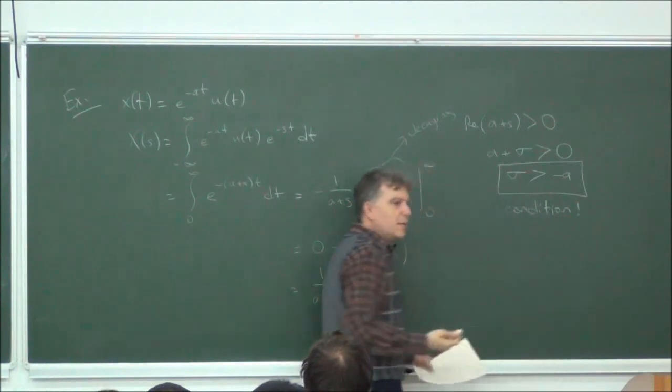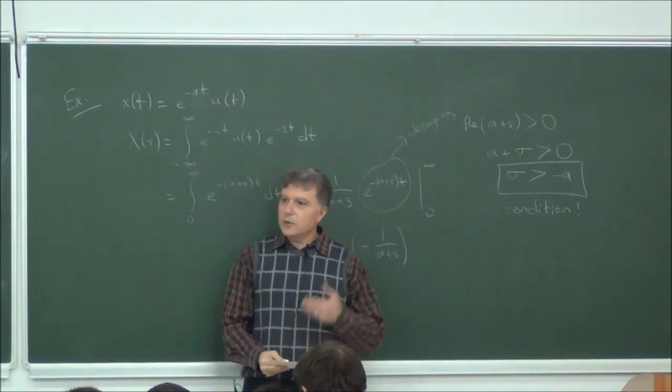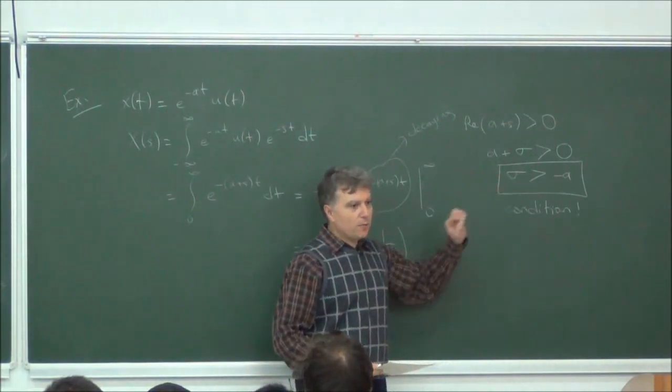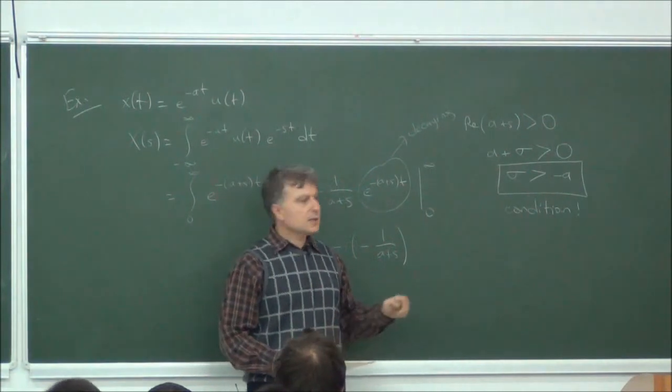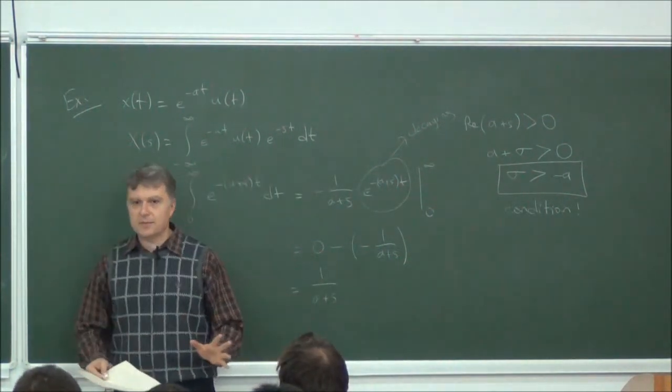But that condition can be satisfied. Sigma is an arbitrary parameter that can be chosen by us. We will choose what sigma is. So we have to choose the sigma of this s parameter such that it is greater than minus a. Under any circumstances, it must be satisfied.